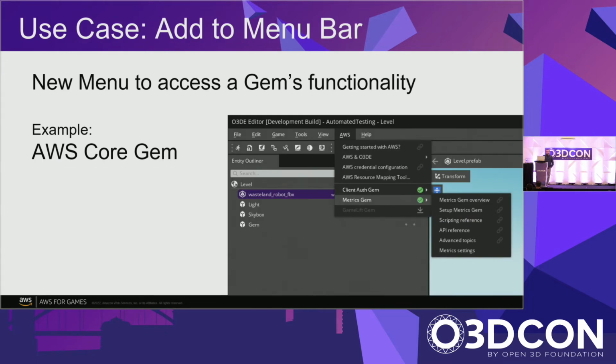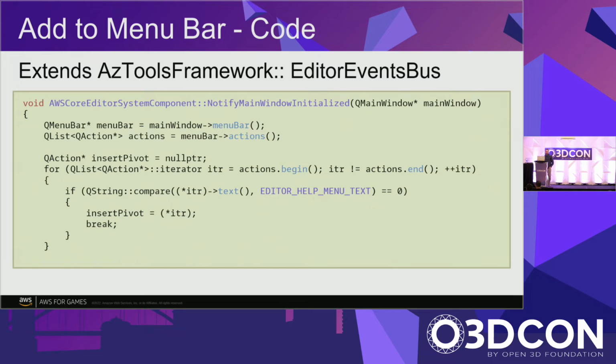Another use case that looks very similar is in the case of the AWS core gem, they wanted to have the ability to create an entire new menu and add it to the top bar of the main editor window. It looks very similar, but the implementation is actually very different. To actually get this implemented, what they did was extend the editor events bus, which is a generic bus that doesn't really have anything to do with menus. It's just going to tell you, OK, the main window is ready. And then from there, you get access to that main window.